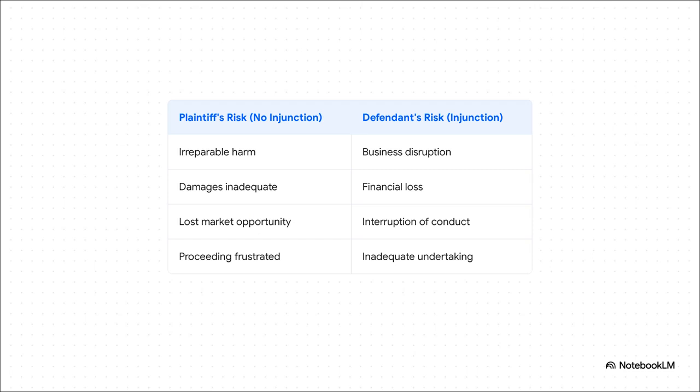So as outlined in Section 14-180, the court is looking at these competing risks. For your client, you're going to be arguing irreparable harm. Things like lost goodwill or a unique opportunity that money just can't replace. Meanwhile, the defendant will be countering with arguments about business disruption and financial loss. Your entire job is to persuade the court that the harm to your client from inaction is far, far greater.